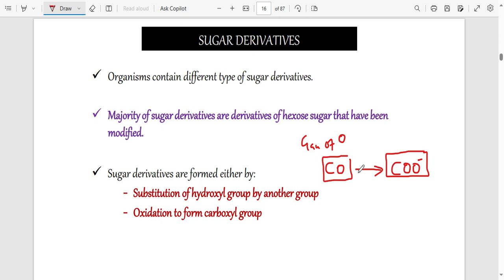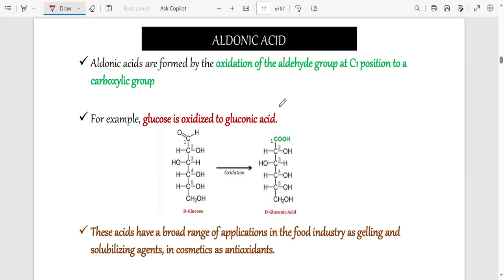Oxidation can also be defined as the loss of hydrogens. If a compound had a hydrogen and then it loses that hydrogen, then it has undergone oxidation. The opposite is true for reduction. So to form a sugar derivative, you can substitute a hydroxyl group with another group, or you can oxidize that hydroxyl group to a carbonyl group. That is how you form a sugar derivative. The first one you need to understand is aldonic acid.